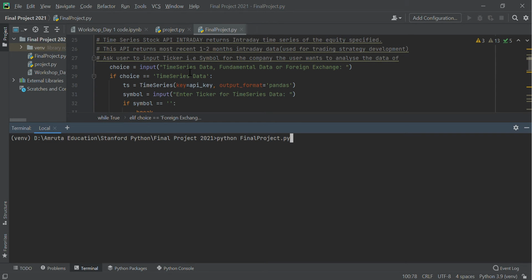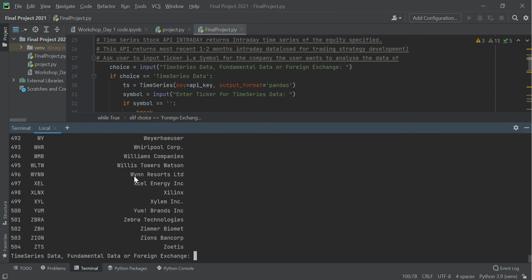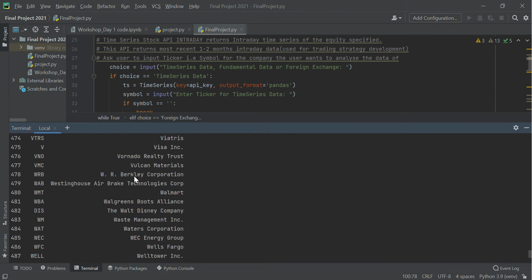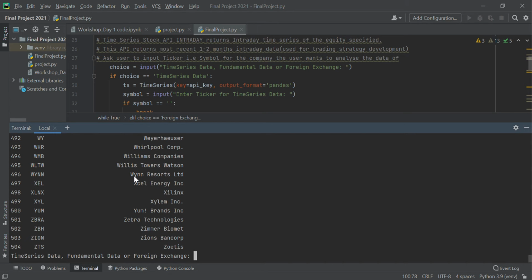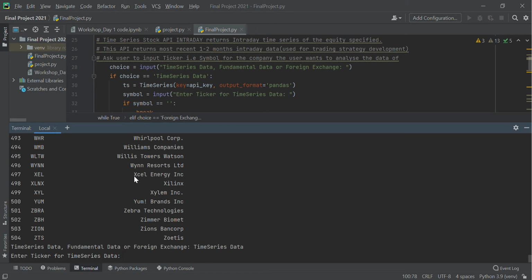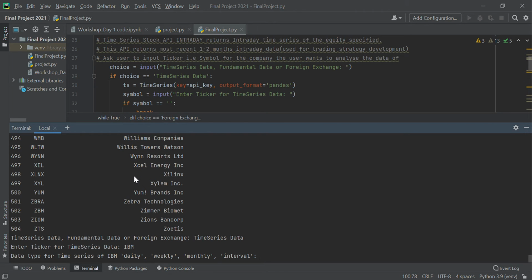Okay, final project.py. Firstly, it gives the list of all the ticker symbols for the companies listed in the S&P 500, so that it will be easier for us to see which ticker we want for the company. I want to see the time series data first, so I will type time series data. For example, I want to check the time series intra data for IBM stocks, how they're performing, on a monthly basis.